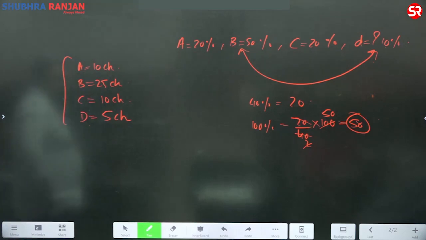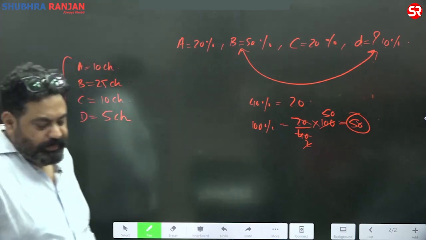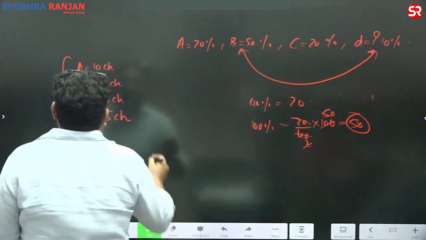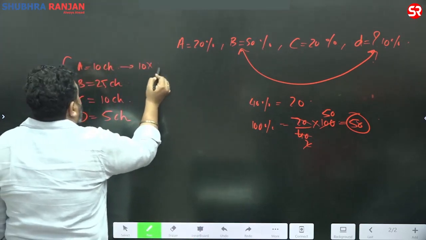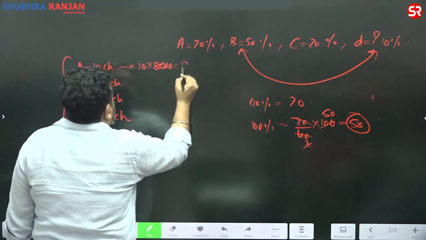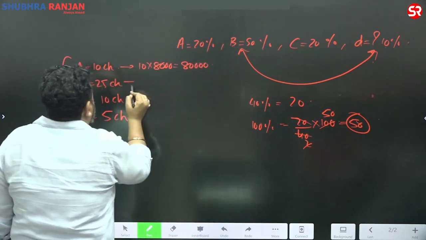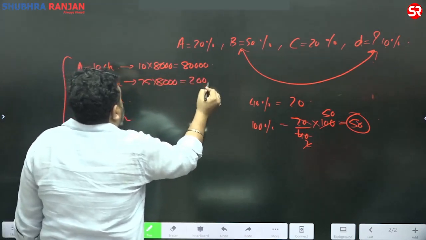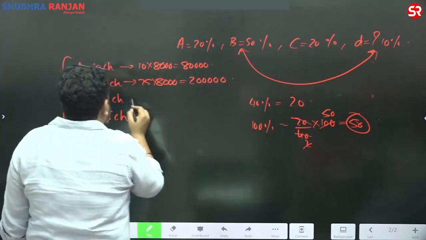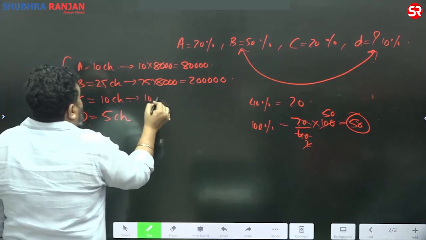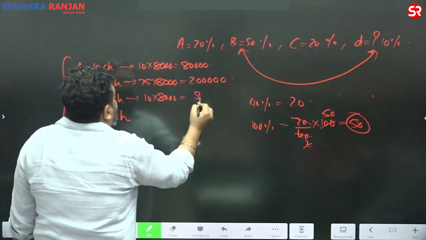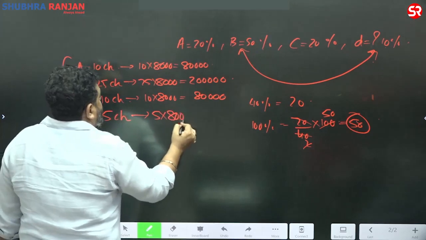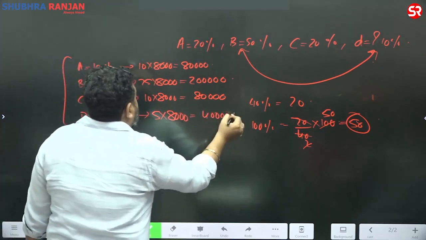What is the cost of each chariot? 8,000. So A's wealth from chariots is 10 into 8,000, which is 80,000. B's wealth is 25 into 8,000, which is equal to 2 lakh rupees. C's wealth is 10 into 8,000 from chariots, which is 80,000 rupees. And D's wealth is 5 into 8,000, which is 40,000 rupees. Is it okay?